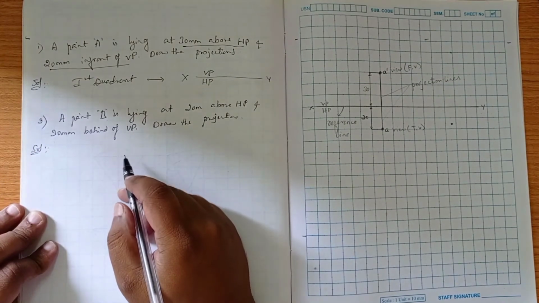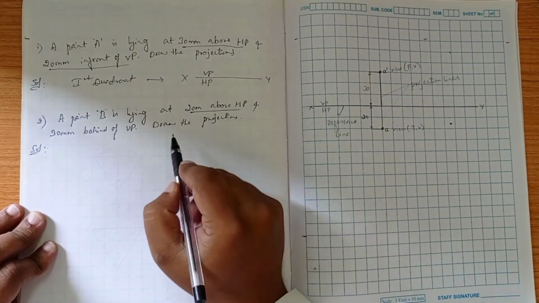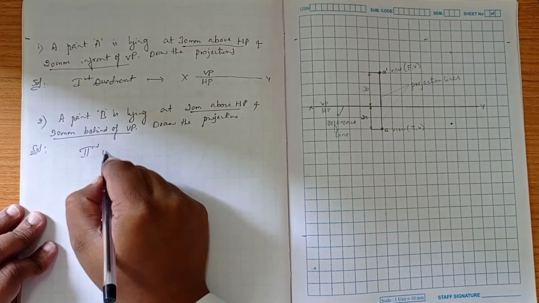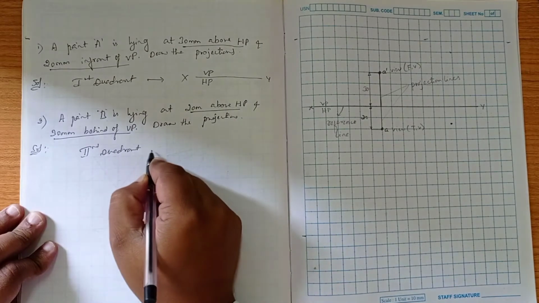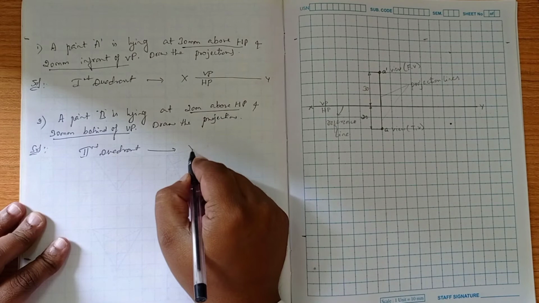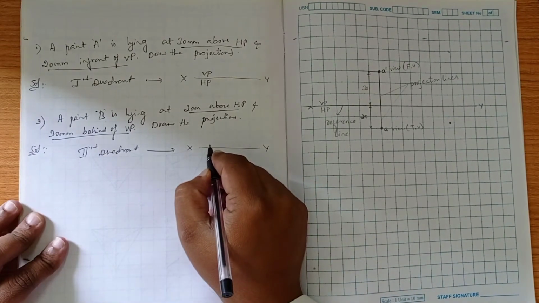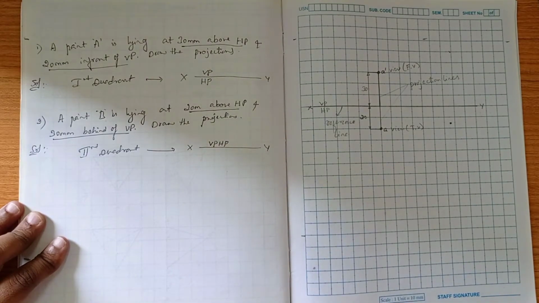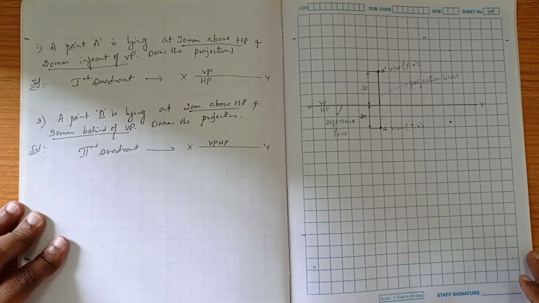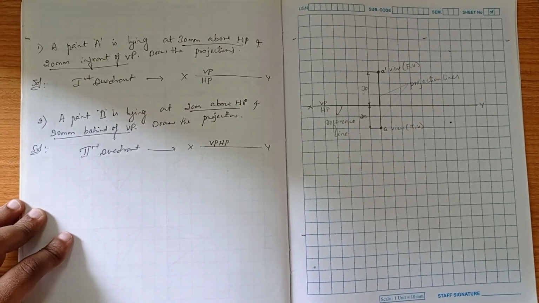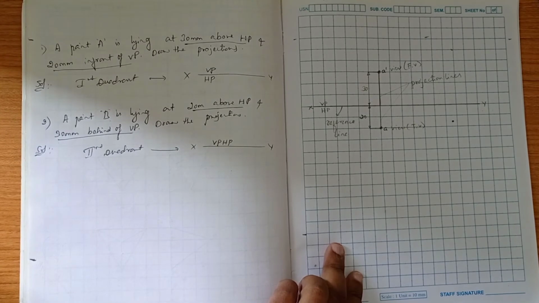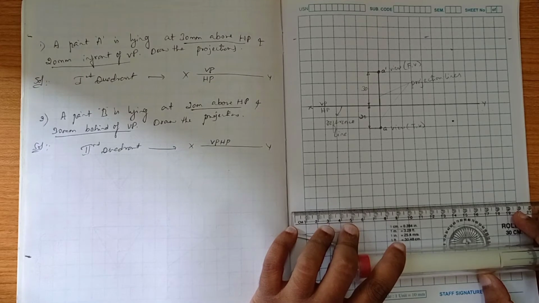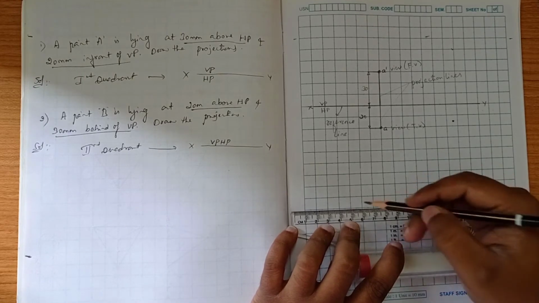First we will identify the quadrant. Here we know that if a point is lying above HP and behind VP, it is in the second quadrant. We know that for the second quadrant, when written in terms of the XY line, both the vertical plane and horizontal plane lie above the XY line. Okay. Now first we draw an XY line.